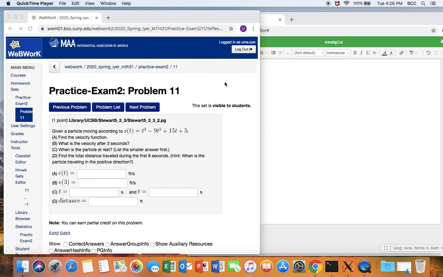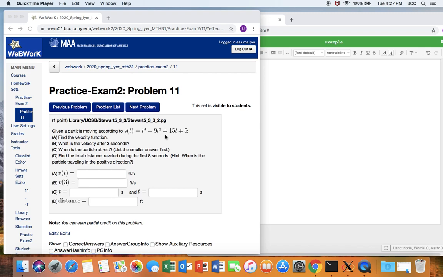Good afternoon. So we are back to practice exam 2. I'm now on problem 11. Here we are given a particle moving according to s(t) equals t cubed minus 9t squared plus 15t plus 5.